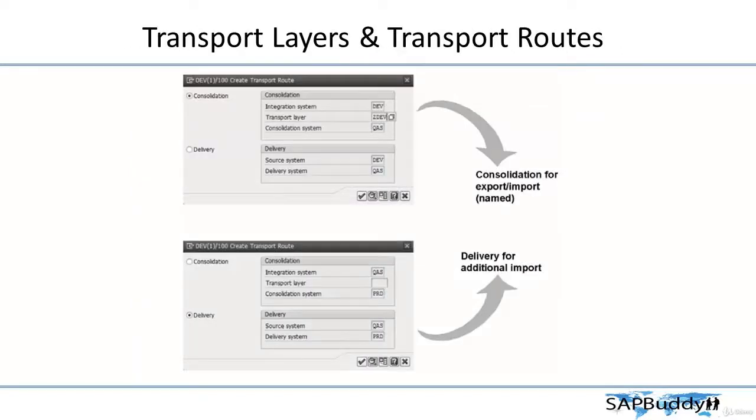Next, let us have a look into the transport layer and transport route. The transport route includes the role of each SAP system and the path and the flow of the transport request. The transport routes basically define your system landscape.